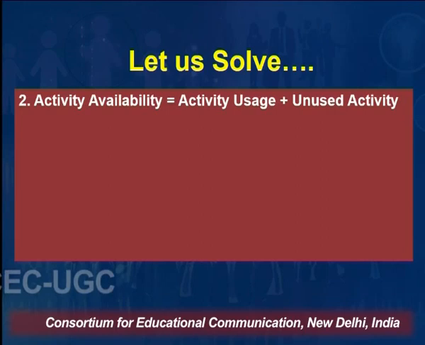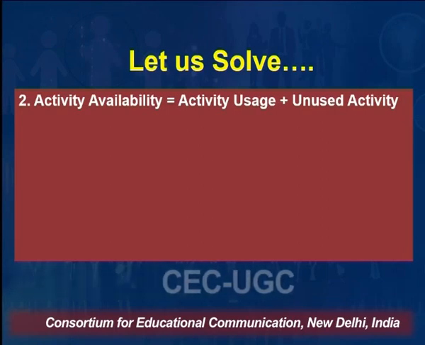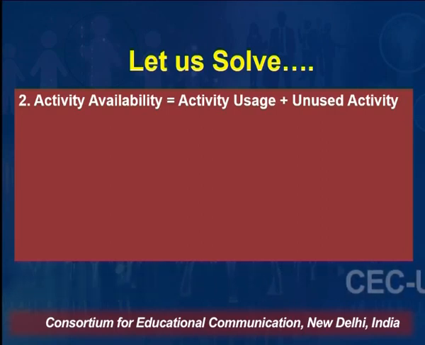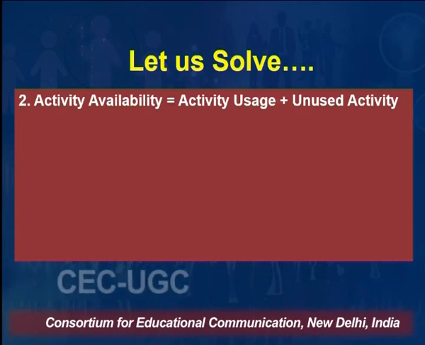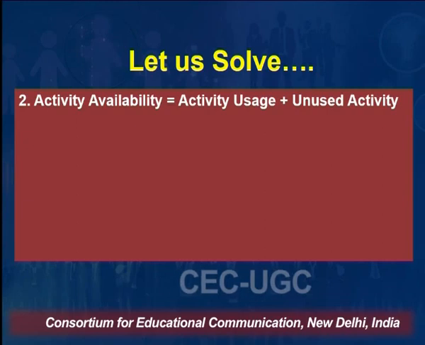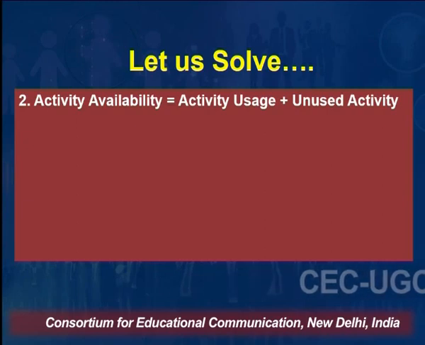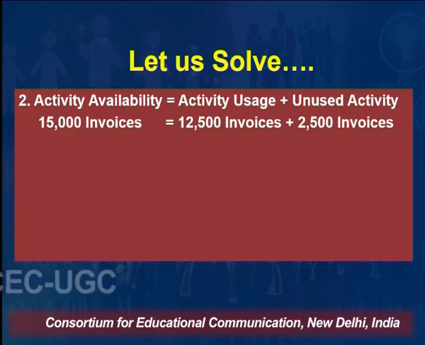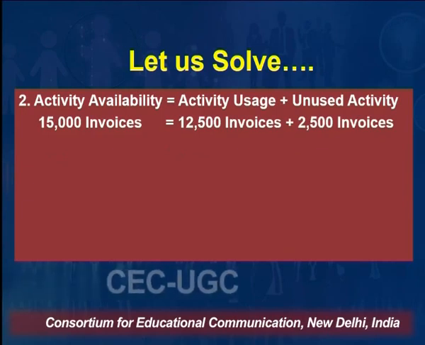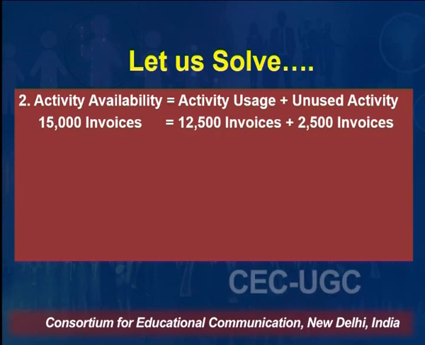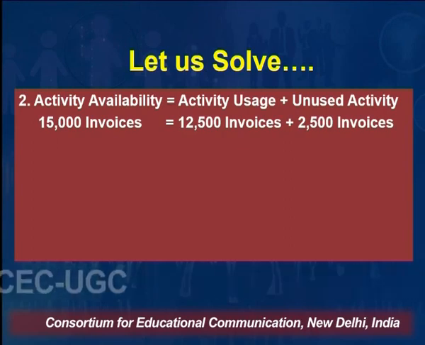Now the second point was the availability of activity, activity usage and unused activity. This was another expectation from the question, that you not only calculate the activity usage but also report the unused activity. So very simple, 15,000 invoices you were supposed to process. You processed 12,500 invoices as per the question, and the remaining 2,500 invoices is nothing but your unused activity.